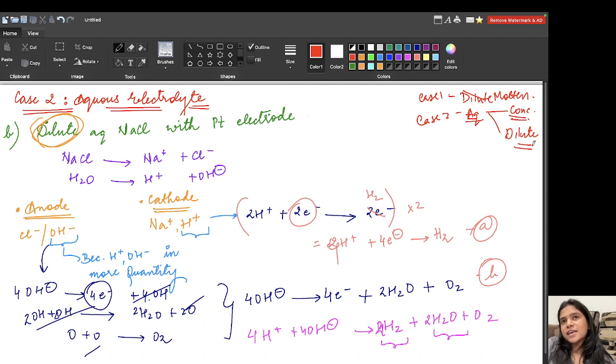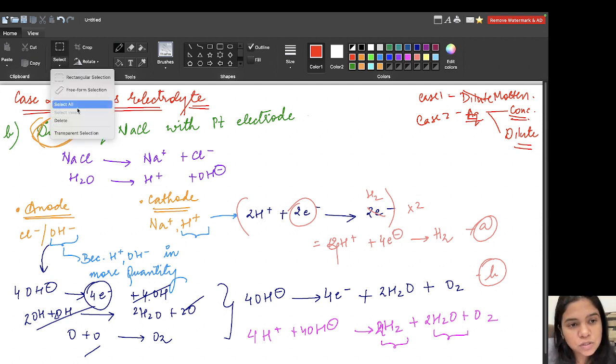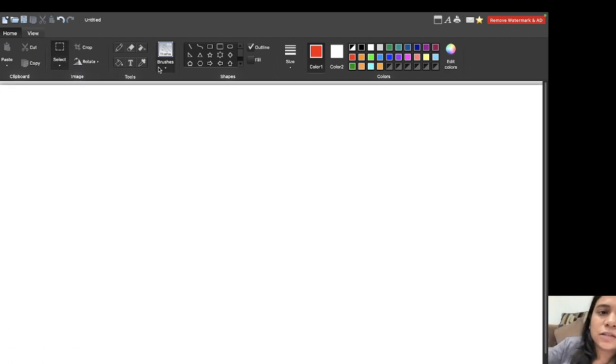Now in both these cases, you must have noticed that your electrode was not active. They were inert electrodes, right? In case 3, we'll notice that the electrodes are also taking part. We are taking aqueous NaCl, which is concentrated.